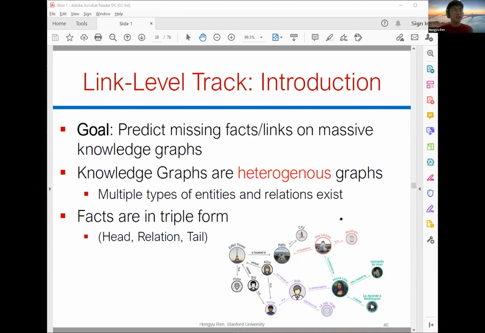Yeah, so for the link level track, the goal or the task is really to predict the missing links or missing facts on a massive knowledge graph. These knowledge graphs are basically a form of heterogeneous graphs where multiple types of entities and relations exist. And knowledge graphs can encode many real world facts in such a triplet form.